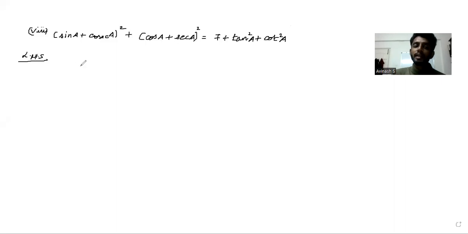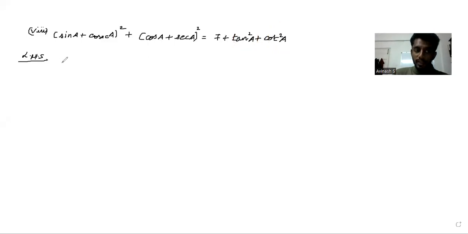Now let us learn how to do 8th subdivision. In the left hand side, we have given two big terms, sin a plus cosec a the whole square plus cos a plus sec a the whole square. In the right hand side, we need some terms. Now it's very clear from the right hand side that we need square terms. So we have to square the left hand side.